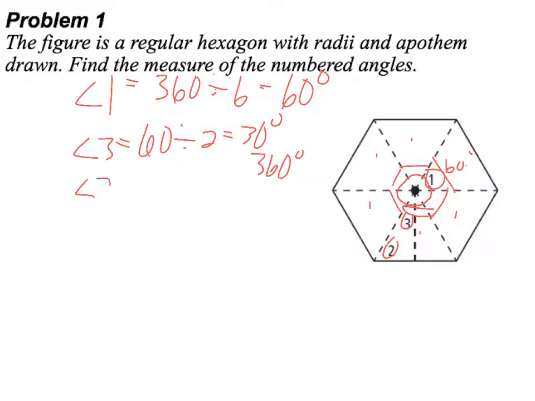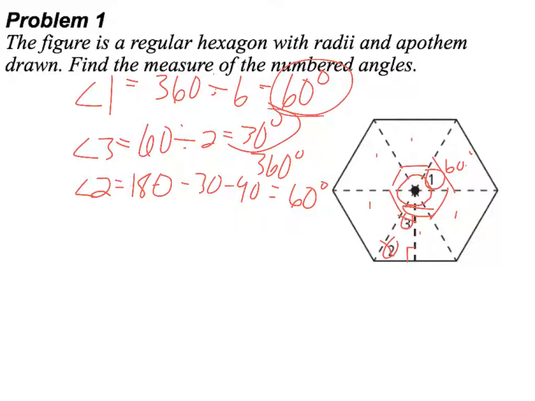And then finally, to find angle 2, I know that angle 3 is 30. Apothem is always perpendicular to the side, so that's going to be a 90. So if I've got 30 and 90, I'm going to have what's left of the 180-degree angle. So 180 minus 30 minus 90, it's going to make it a 60-degree angle. So angle 1 was 60, angle 3 was 30, angle 2 was 60.